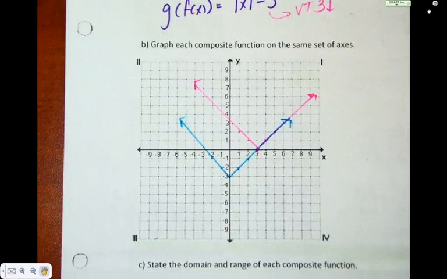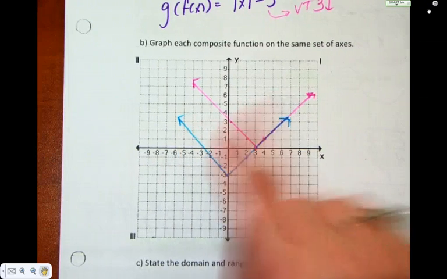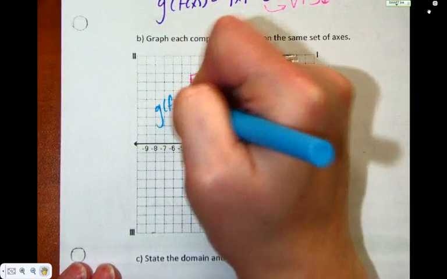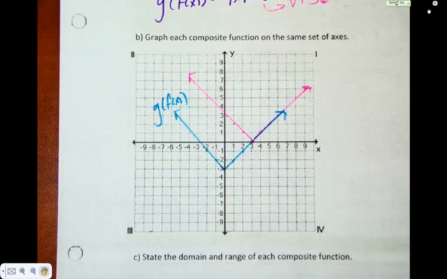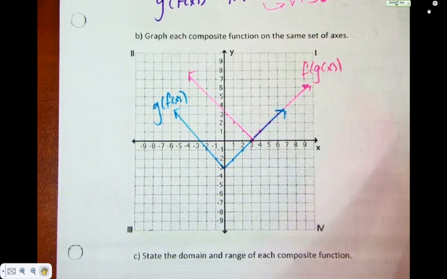Questions with the graphs? You'll often see the instructions on the exam. They'll ask you for a fully labeled graph. Fully labeled graph. What that means is you're just telling me which of these is which. So you're going to label this bottom one as g of f of x, and the top one is f of g of x. That's all they mean by fully labeled graph.